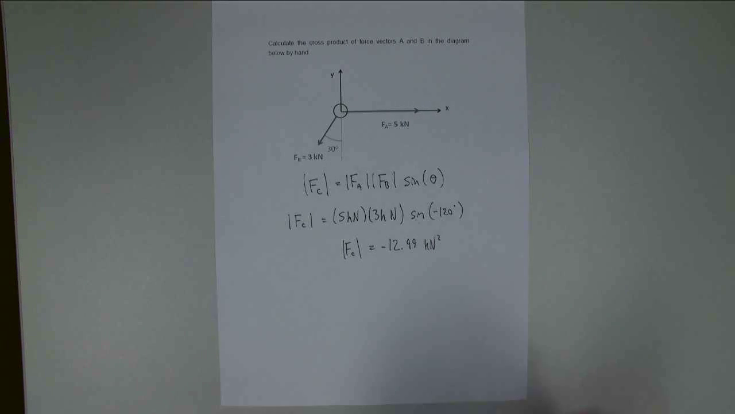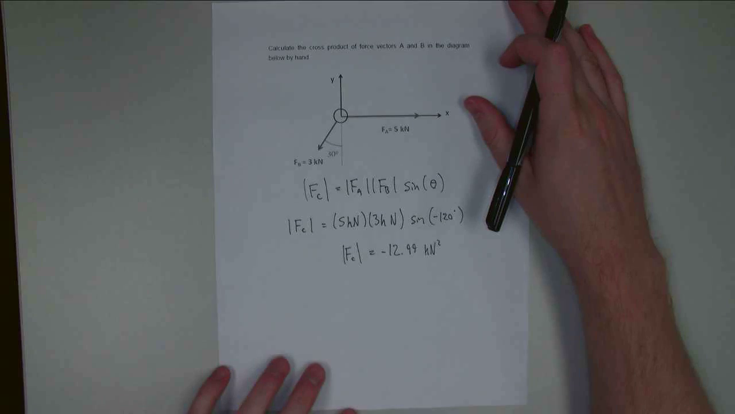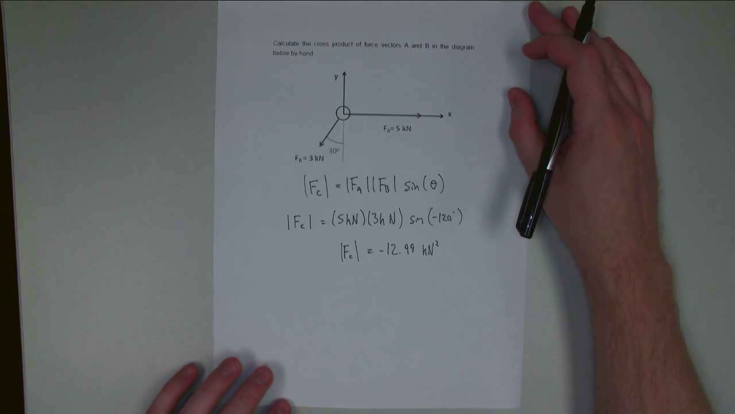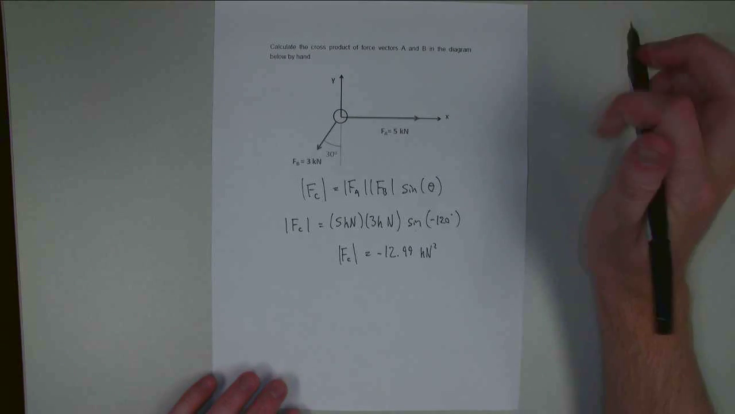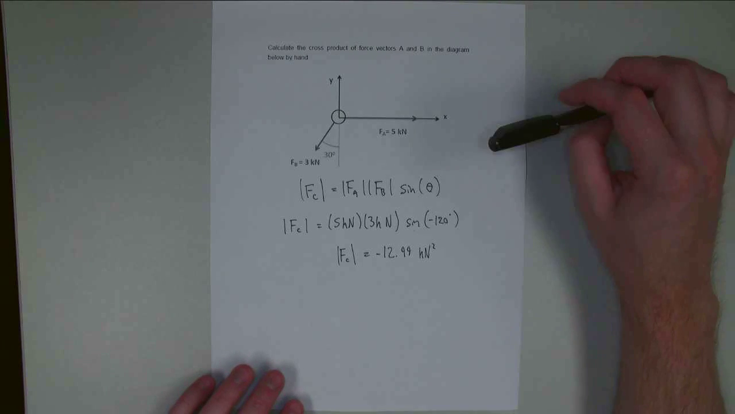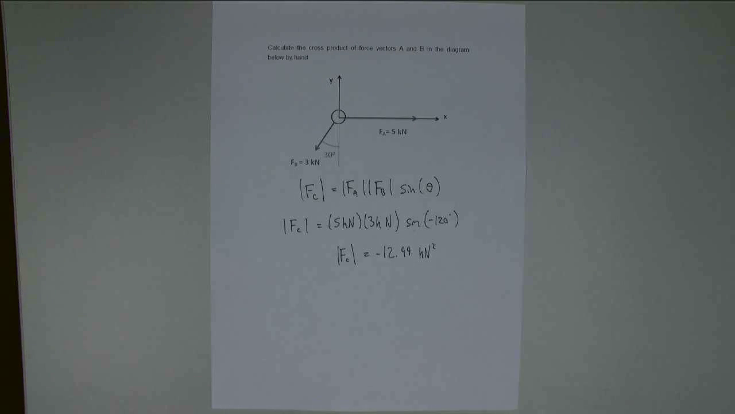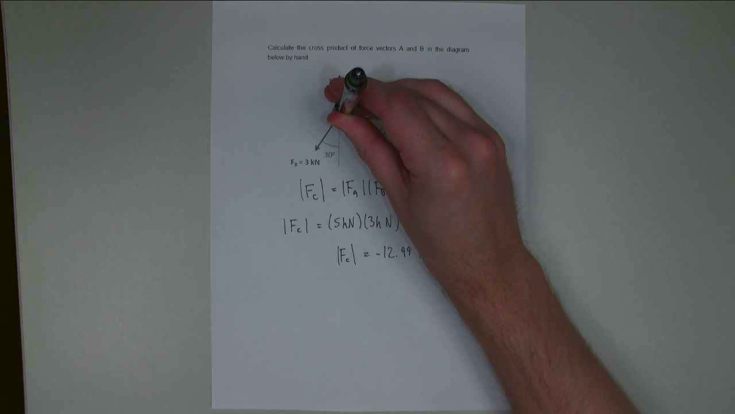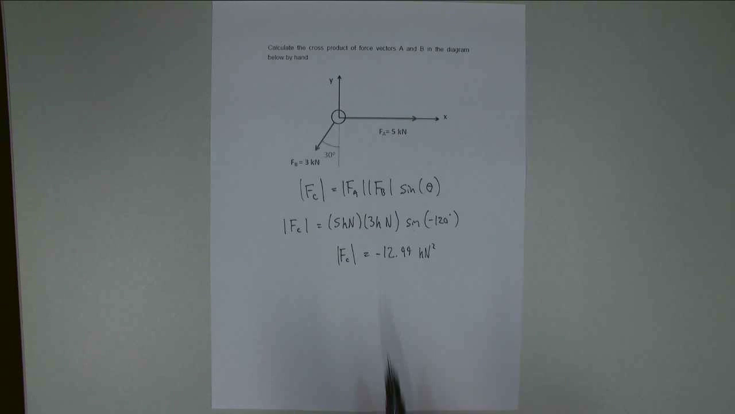Alright, so I also need to determine the direction. This is going to be the magnitude of the cross product vector. And so if I've got both A and B lying in the xy plane, it needs to be perpendicular to that. There's only two ways to do that. It needs to either come straight out or straight in. So it's going to be in the z direction, positive or negative. To determine which of those two it is, I'm going to use the right hand rule.